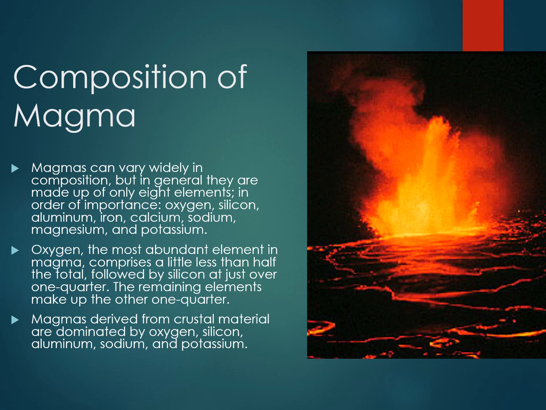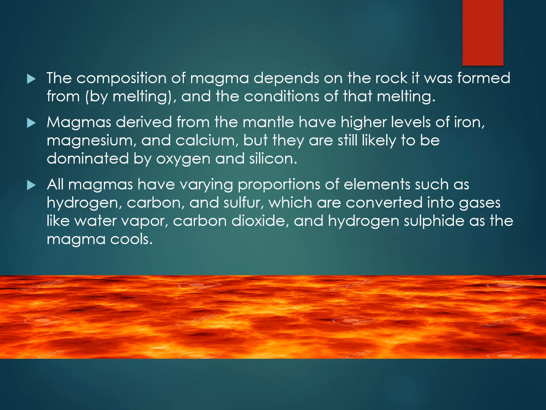Magmas derived from the crustal material are dominated by oxygen, silicon, aluminum, sodium, and potassium. The composition of magma depends on the rock it has formed from and the conditions of that melting. Magmas derived from the mantle have higher levels of iron, magnesium, and calcium, but they are still likely to be dominated by oxygen and silicon.